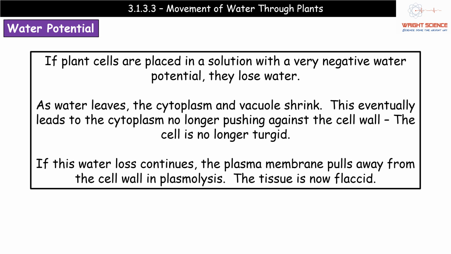If we now do the opposite, we place our plant cells in a solution with a very negative water potential. So this would be the example of your quite concentrated sugar or salt solution, for example. That would have a very negative water potential. What we find is water is going to leave the plant cells and move into the solution. So they lose water. As that water is leaving the cells, our cytoplasm and the vacuoles are going to start to shrink, and that means our cytoplasm is eventually going to stop pushing out against the cell wall. At that point, our cell is no longer turgid because we've lost that pressure against our cell wall.